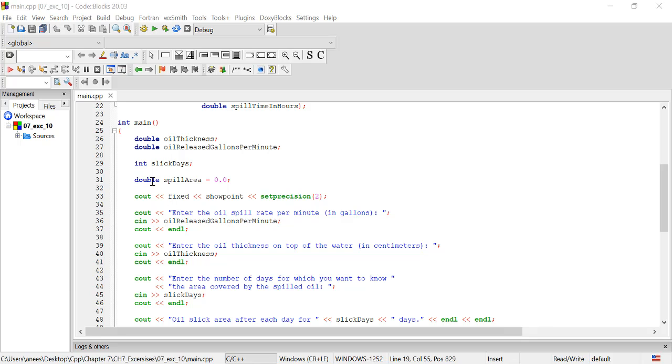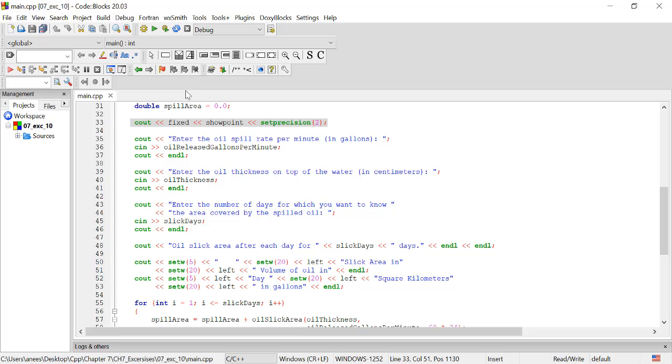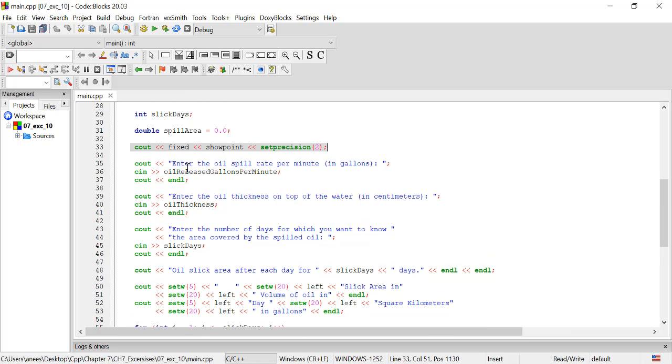Now you can see here we round all of it off, we set the precision to 2 in this case right here. And here we bring in all of our inputs. We get the oil released in gallons per minute. We get the thickness of the oil on the water, and we have how long the slick lasted. Then we have here oil slick area after each day for how many days.